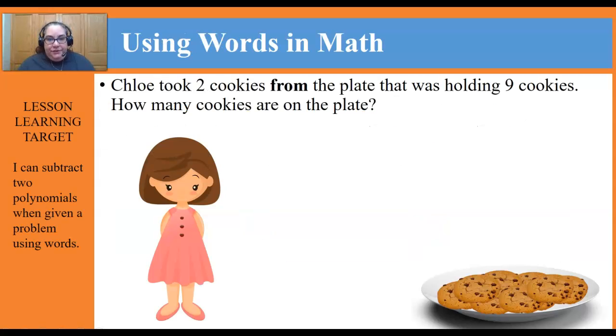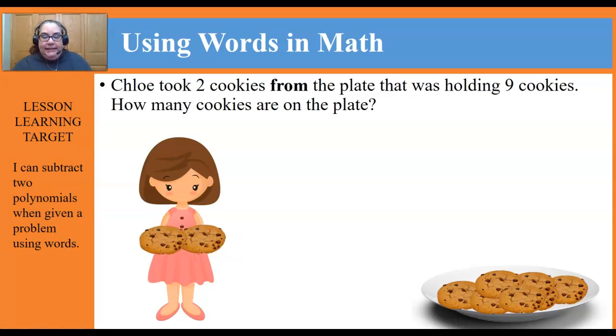Okay, so using words in math. Let's just start with the problem. Chloe took 2 cookies from the plate that was holding 9 cookies. How many cookies are on the plate? Okay, so if we see what's going on, there are currently 9 cookies on the plate. Chloe's going to take 2 of them. And now there are obviously 7 cookies on the plate. So what are we doing? We're doing 9 minus 2, which is 7.